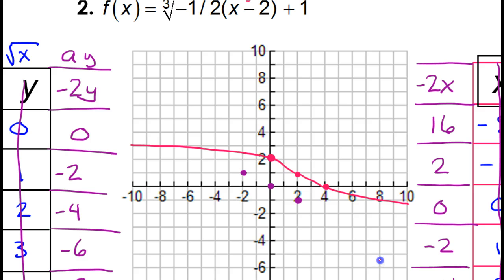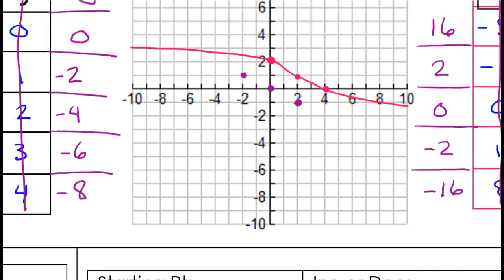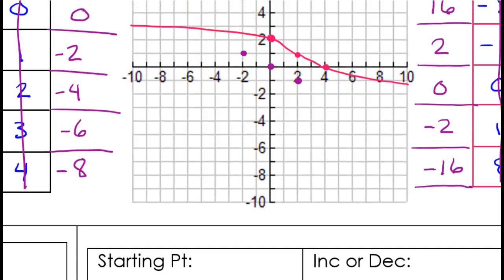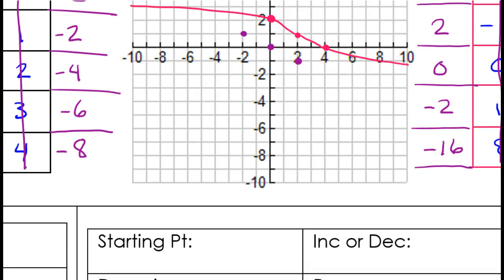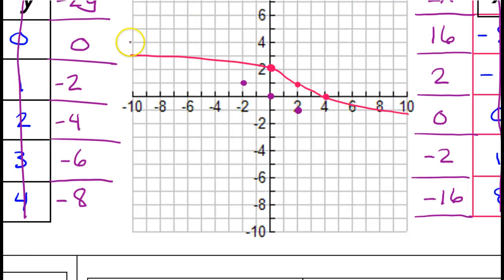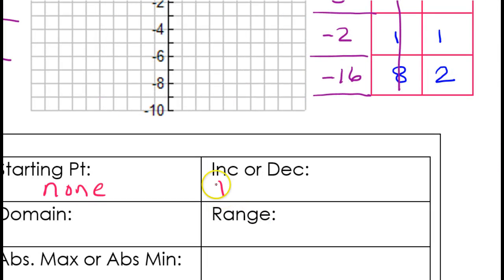Okay. So now I guess it's time to answer these little questions and then we'll be done. Starting point does not apply to cube root functions. This has no beginning and no end, so I'm just going to write none. Is it increasing or decreasing? Well, you have to look at it from left to right. And from left to right, it's like, whee! We're falling. It's like sledding down a hill. So that's decreasing. All right, it has to be left to right.